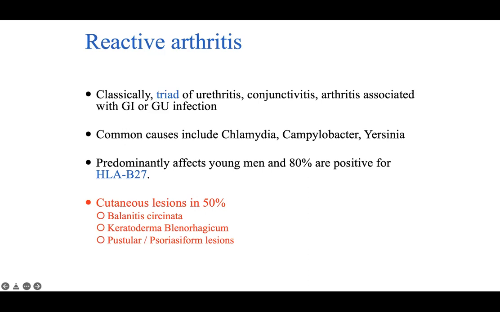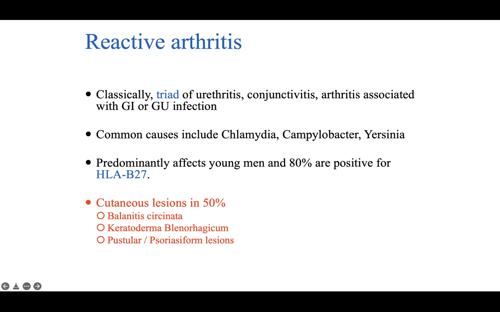Cutaneous lesions in 50% of patients will present as balanitis circinata, such as around the penis, keratoderma blennorrhagicum, as I said, on the palms and soles, and then pustular or psoriasiform lesions as well. So I remember a case during my residency where the patient came in and had these psoriasiform papules and plaques on the hands and feet, and actually throughout the whole body. It was very striking.